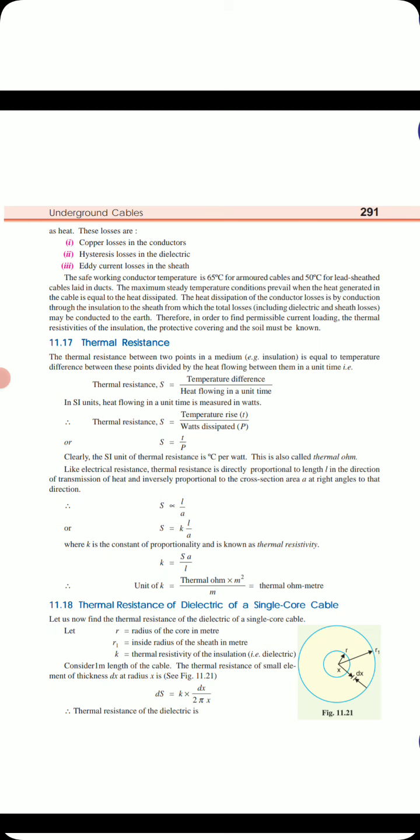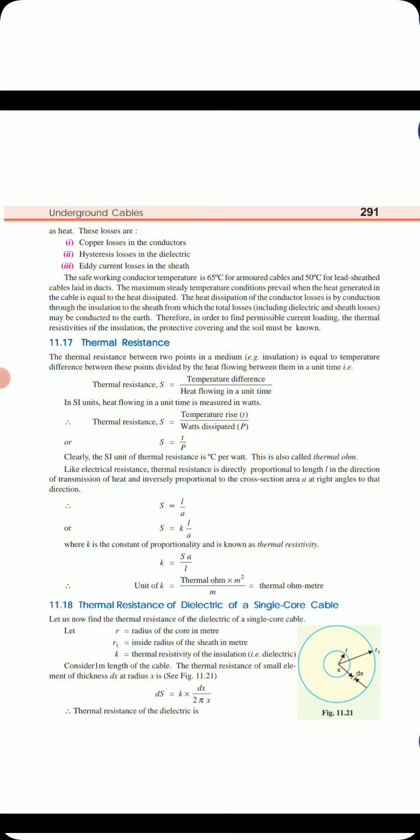Now we will see what exactly thermal resistance is. The thermal resistance between 2 points in a medium is equal to the temperature difference between the 2 points divided by the heat flowing between them in unit time. Just as we see potential differences between 2 points, the thermal resistance is also found between 2 points only.